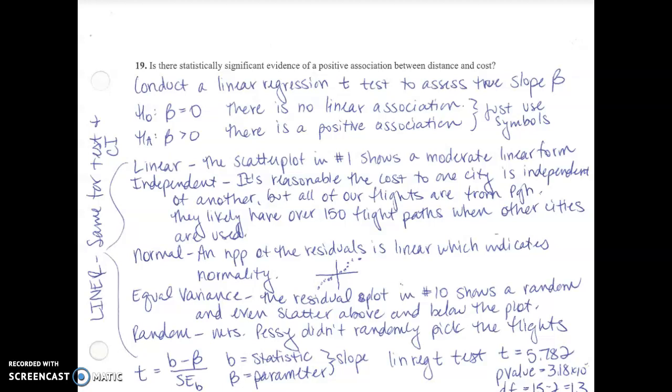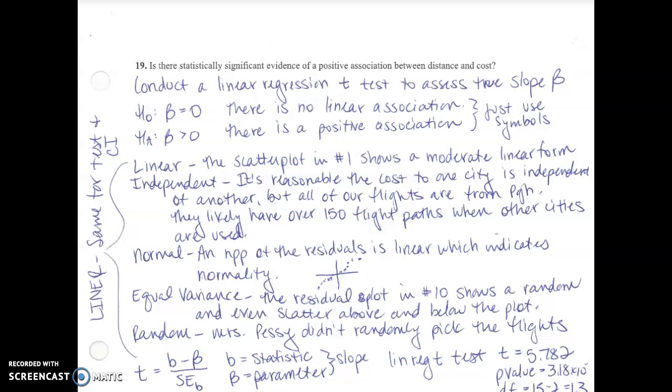Normal is the next condition. So a normal probability plot, an NPP of the residuals, is linear, which indicates normality. So when normal probability plots are linear, that is an indication of normality. And remember, that would have been found by going to second stat plot and looking at the last option and calling up that residual list, which again is under second stat, under my list of lists. E is for equal variance. And so the residual plot in number 10 shows not just a random scatter, but an even scatter above and below that axis there, so kind of top and bottom of the plot.